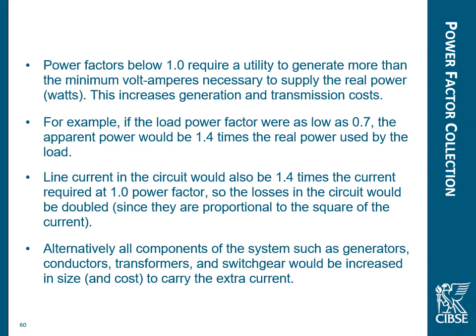Power factors below 1 require the utility to generate more than the minimum volt amps necessary to supply the real power, which is why they charge you that reactive charge. For example, if a load power factor were as low as 0.7, the apparent power would be 1.4 times the real power. So we're actually using 1.4 times more electricity than we thought we were. And we end up with more losses on the circuit. Our cables need to be bigger, our transformers need to be bigger, and everything gets bigger and more expensive.